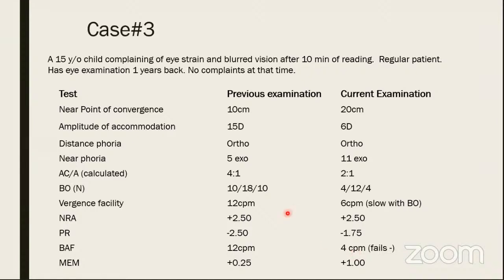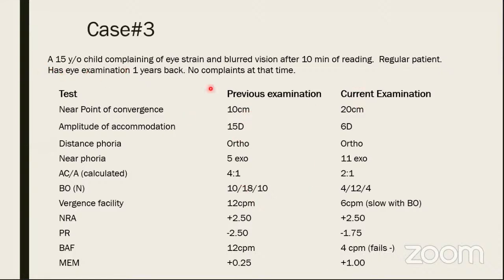Okay, so I have a case to share. A pseudo CI case. A 15-year-old child complaining of eye strain and blurred vision, asthenopic symptoms, a regular patient, and these were the findings one year back. One year back the NPC was 10 centimeters, amplitude of accommodation 15 diopters, ortho to small exo, AC/A ratio normal, and base out values normal. Now the patient came again with an issue.